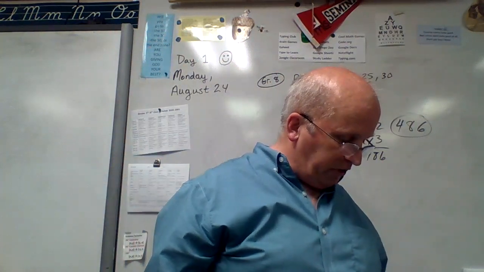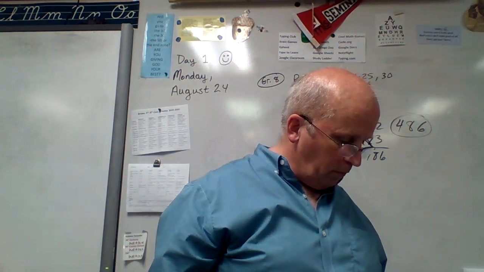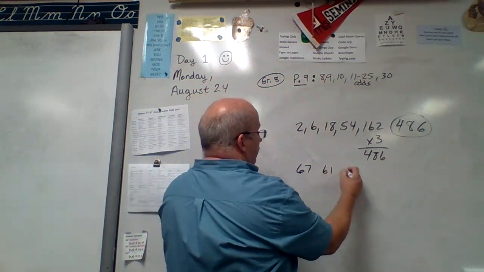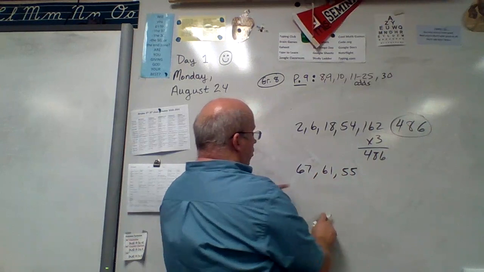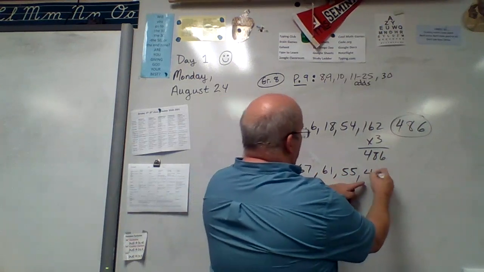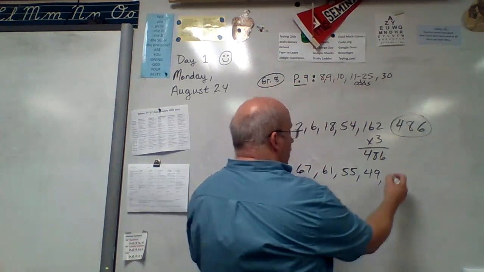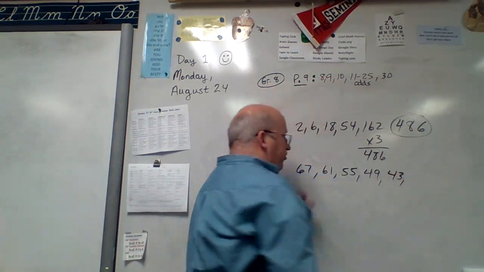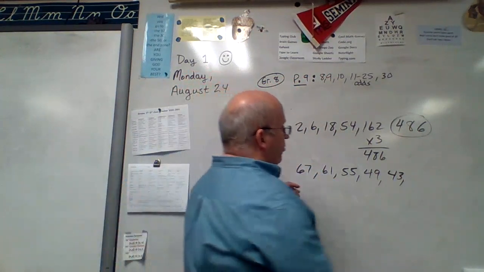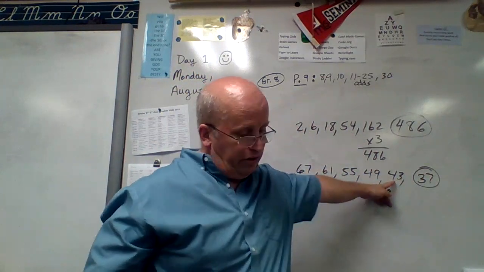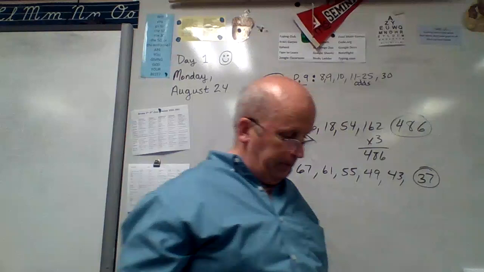How about number 16? 67, 61, 55. Ooh, this one's going down, isn't it? 49. What's it going down by? It's going down by values of 6, isn't it? Which means the next number in the pattern would have to be 43 minus 6, or 37.